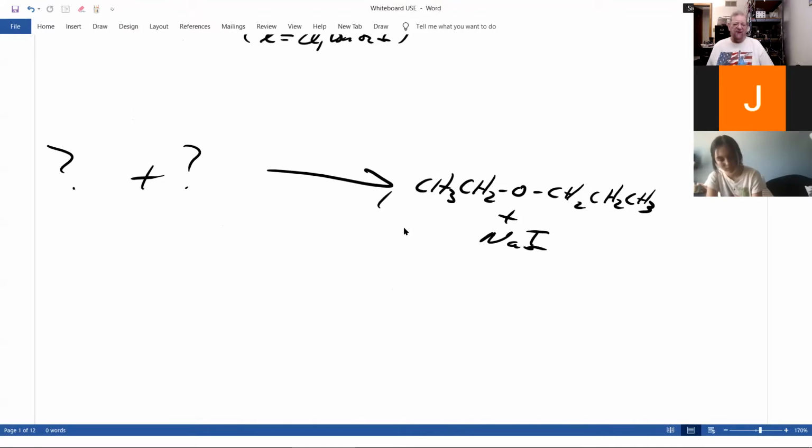And why don't you try this one? What would be the 2 things you react together to make those products? I see one person done. Doesn't that feel good? You can do this stuff. And hopefully it's not hurting your brain.